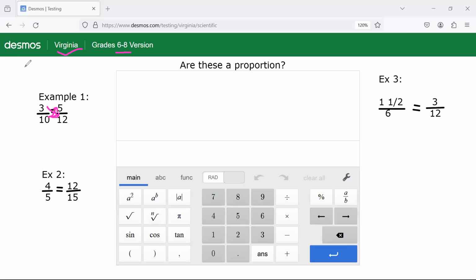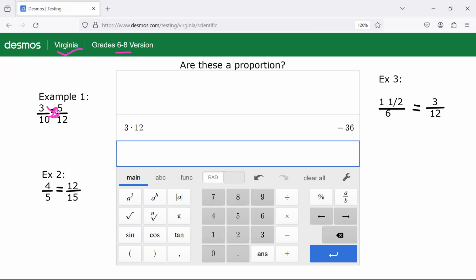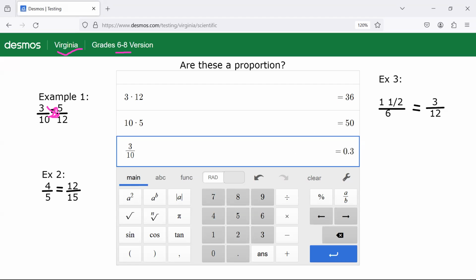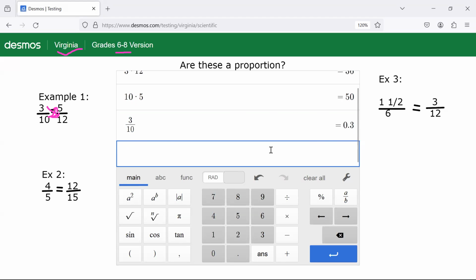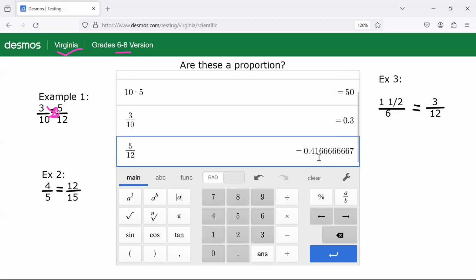So like in this first one, what I can do is I can say 3 times 12 and then 10 times 5. And I notice these are not the same. So if your teacher's asking you to do cross product, you can just put them in as multiplication and you see they're not the same, so they are not equivalent. Another way you can check is the fractions should simplify to be the same. So 3 over 10 is 0.3, 5 over 12 is 0.41. So they are not equal. These fractions are not the same.